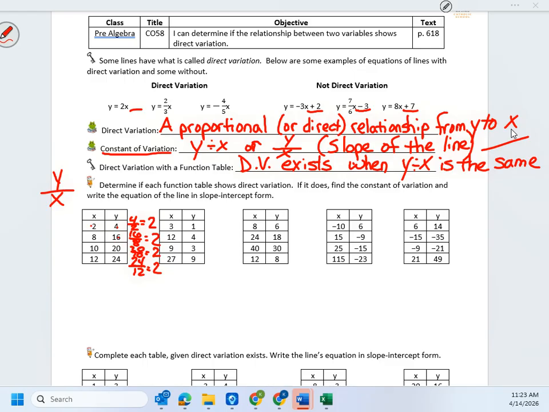Is there a direct variation on this function table? Yes or no? Thumbs up? Yes. Thumbs down? No. Is there a direct variation? I see lots of thumbs up. Every single one of these y over x equals 2. So what would our constant of variation be? Joe?